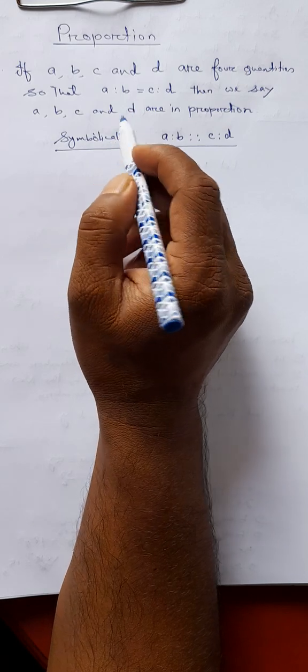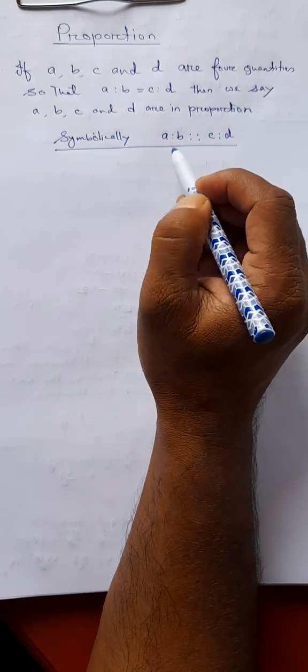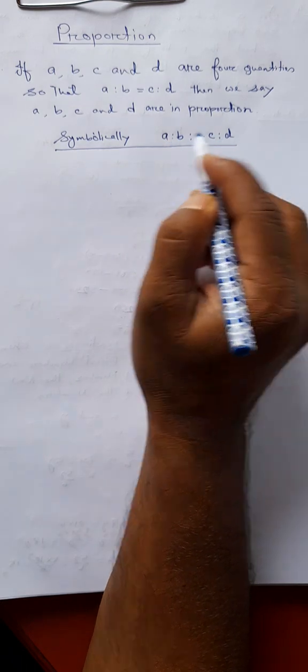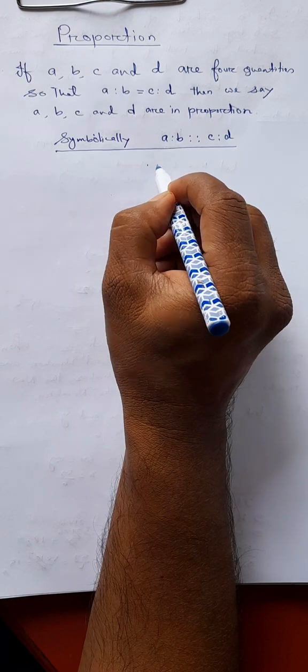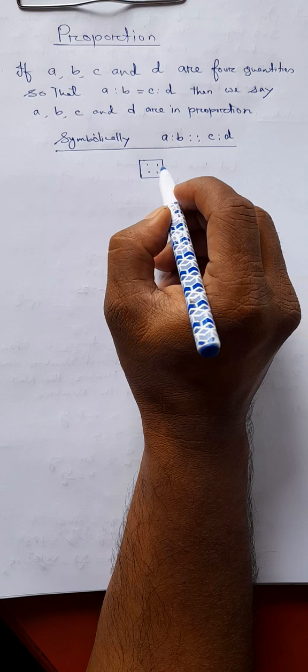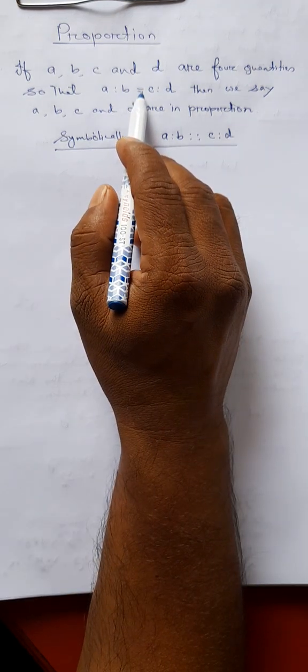Here B is called the second proportion, C is called the third proportion, D is called the fourth proportion. Now when A, B, C and D are in proportion, we write it symbolically as A is to B :: C is to D. So this double colon is the symbol of proportion, which is equivalent to the equal symbol.